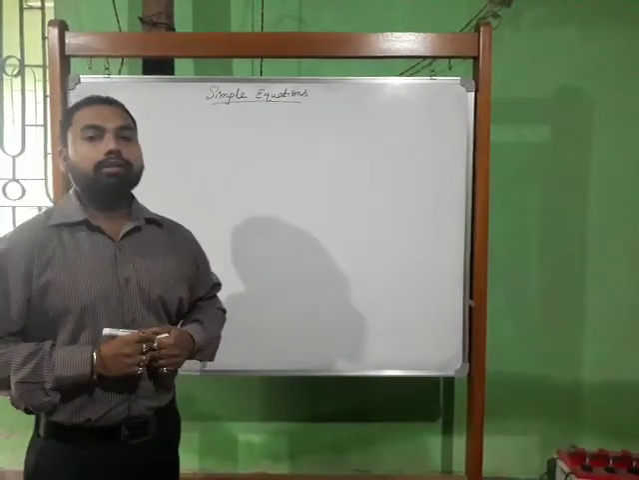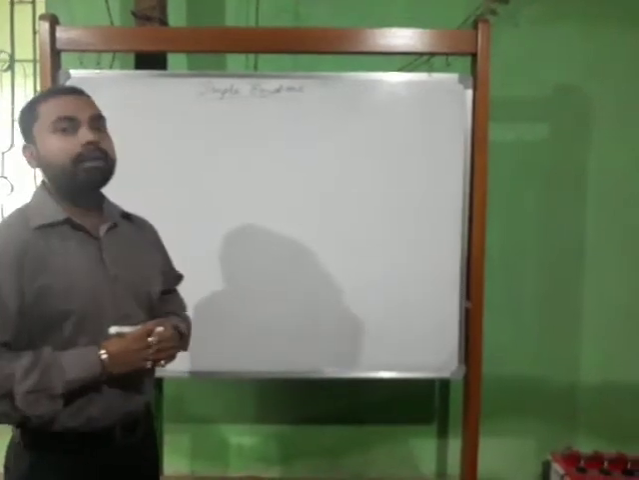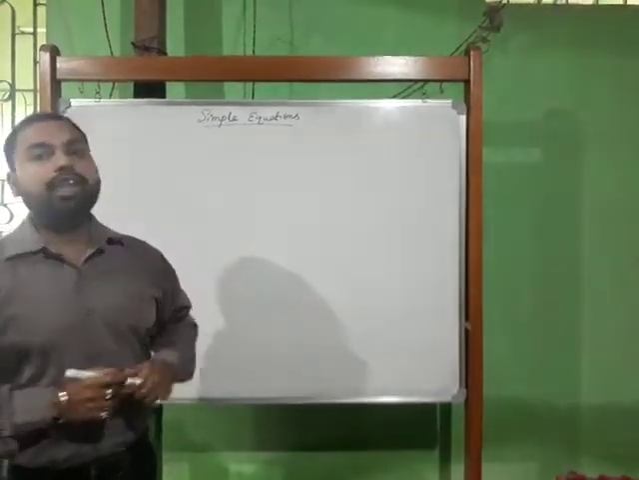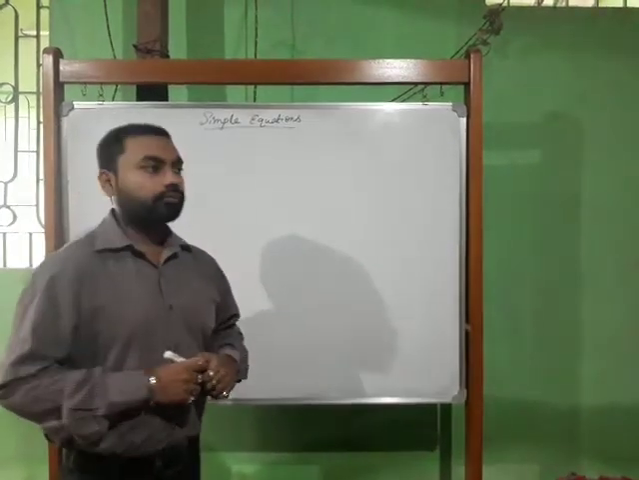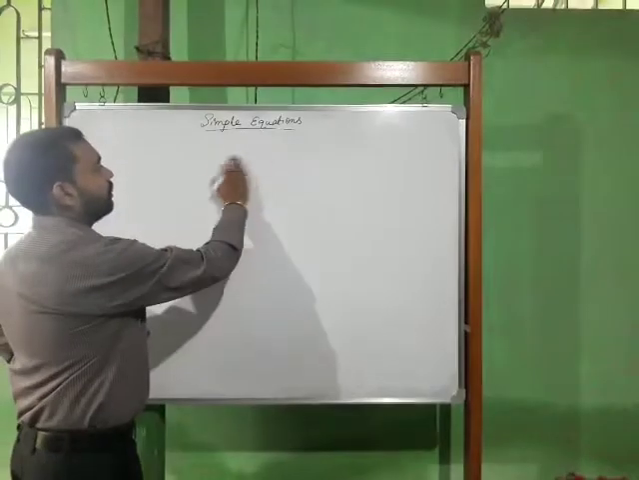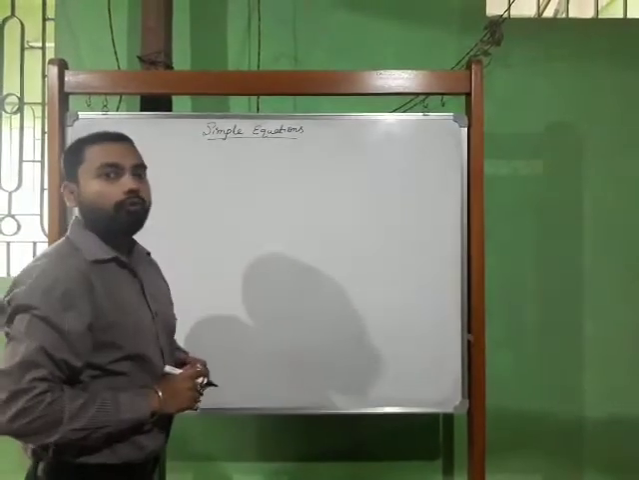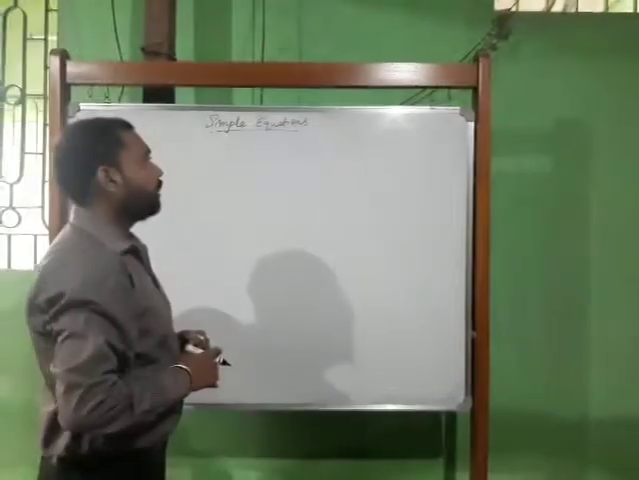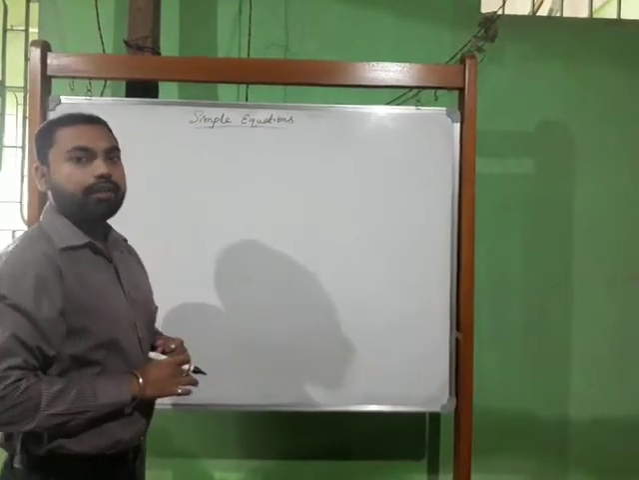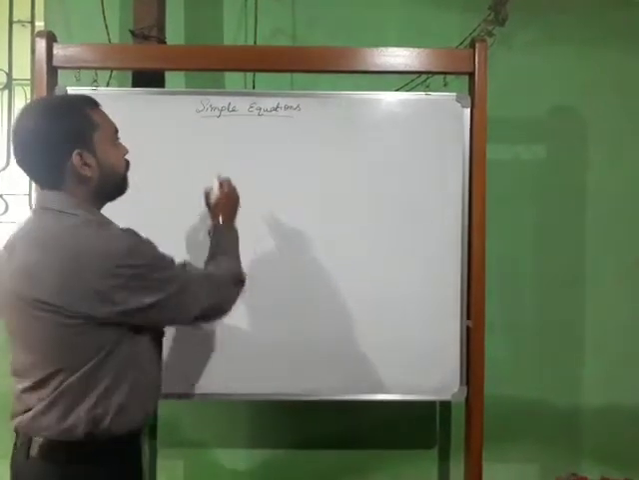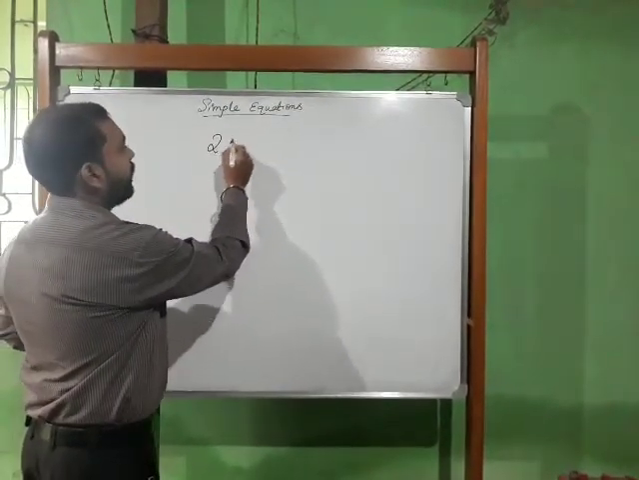Namaste everyone. So today we will start a new chapter, that is simple equation. Now at first we have to understand what an equation is. Let me write an expression which consists of variable, coefficient, constant, and it also contains an equal to sign, because unless we put an equal to sign it will never become an equation.